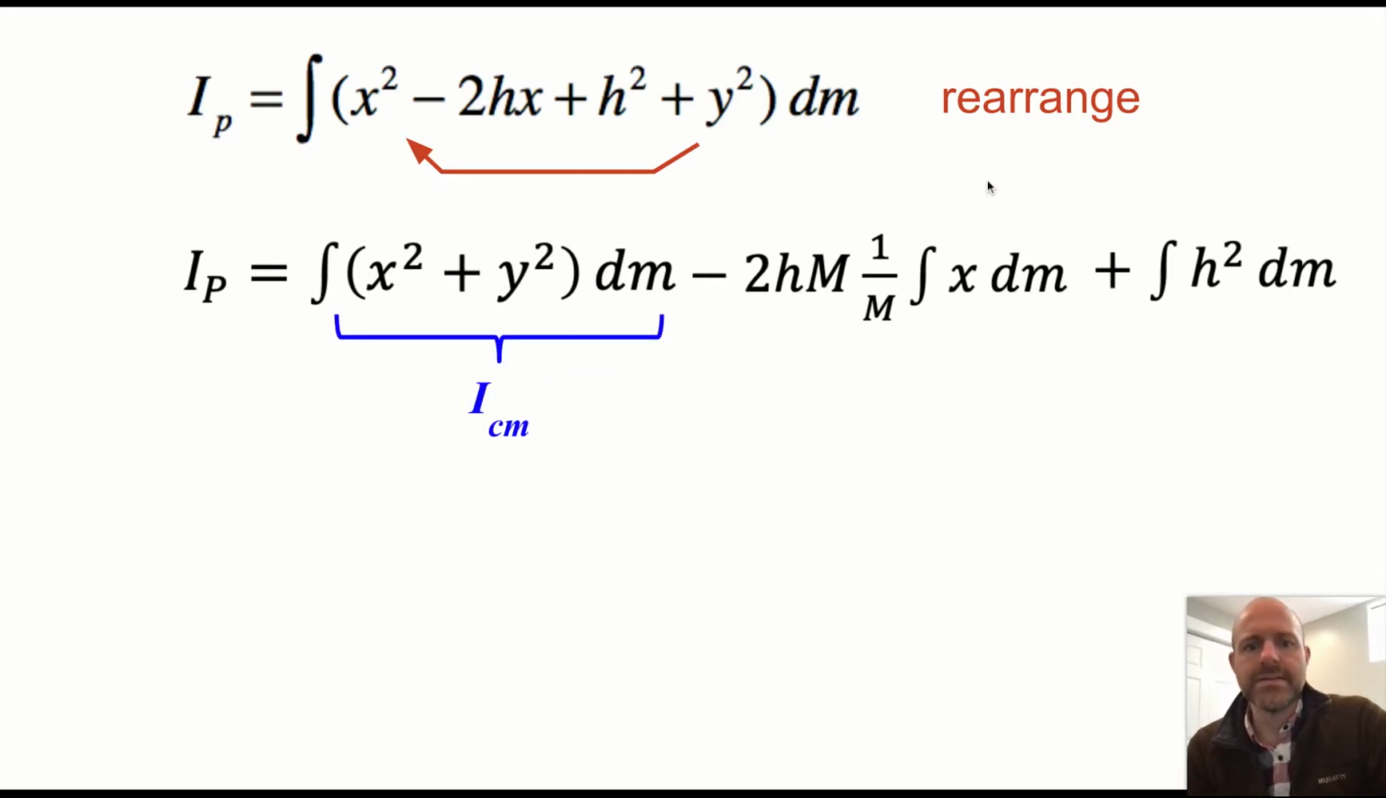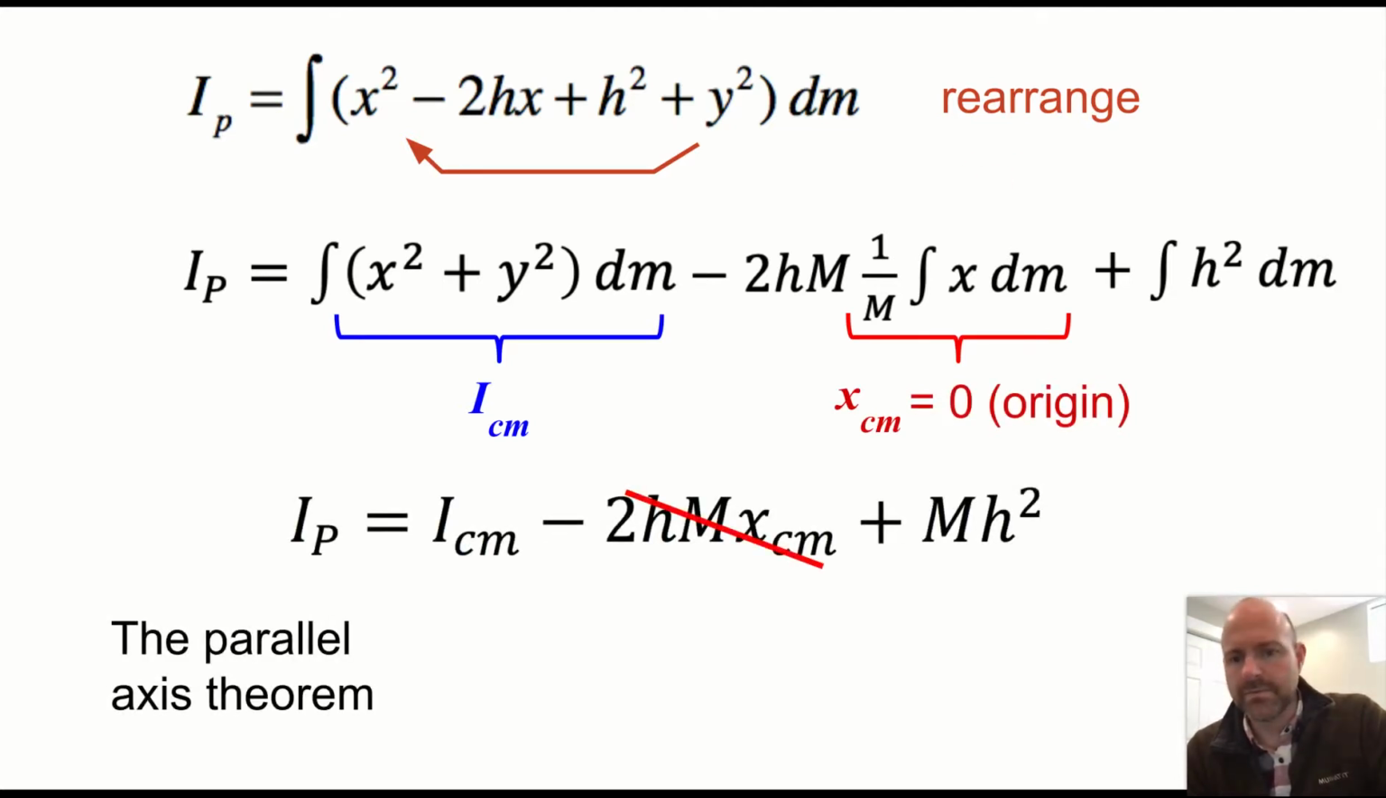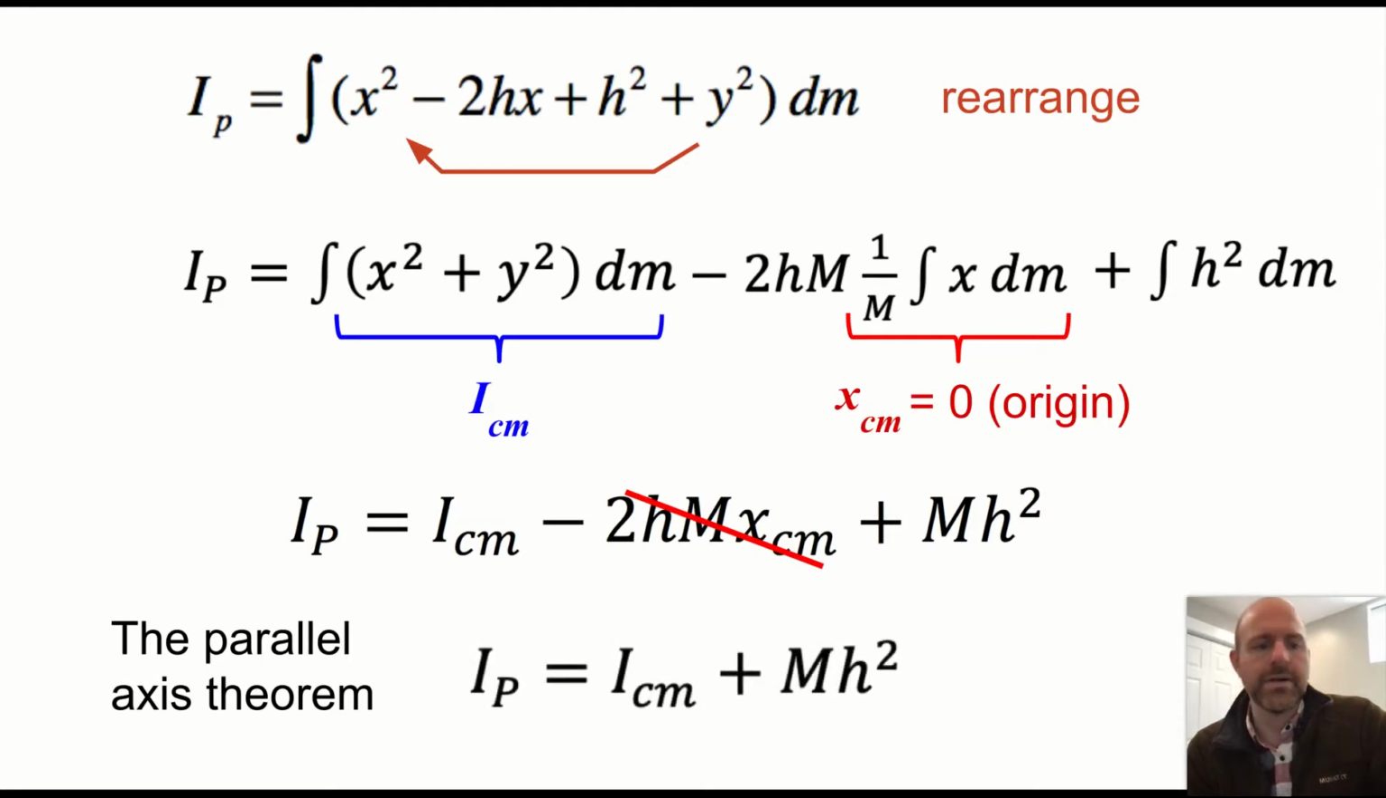That stuff is the moment of inertia around the center of mass because of how that's defined. All of that distance is just from the origin. We've got the x center of mass equals 0 at the origin, right? That term goes away, and we end up with the parallel axis theorem. Now, you might be like, Mr. Grams, I didn't follow that. That's okay. It's there for you if you're interested.